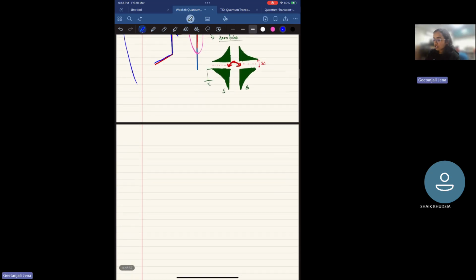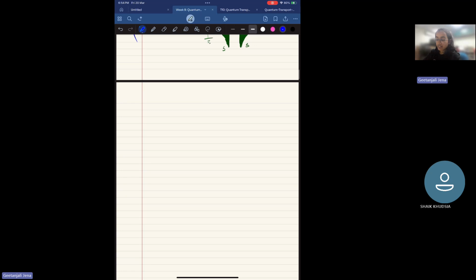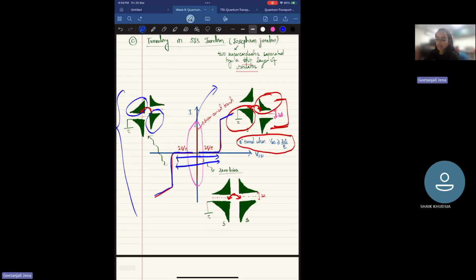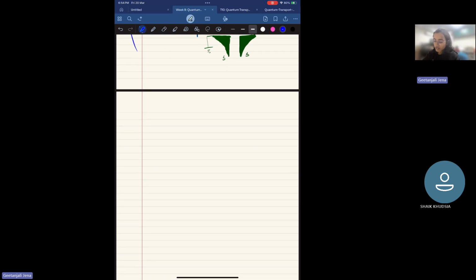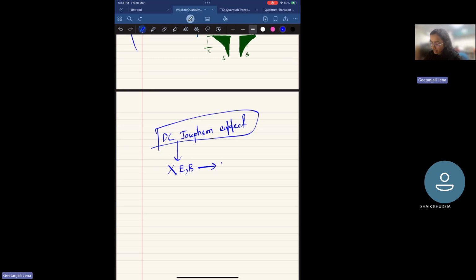Okay. So now let us see why there is a supercurrent for the zero bias case and what the other interesting properties are. We have seen the DC Josephson effect. By this we mean that for this SIS junction, even though we don't apply any external magnetic field or any external bias, we still see a DC current. This is what we call the DC Josephson effect.